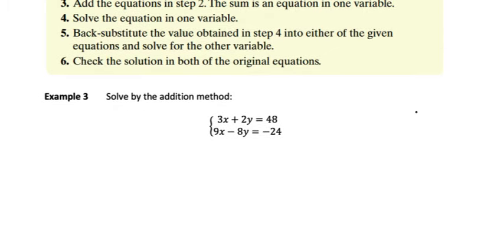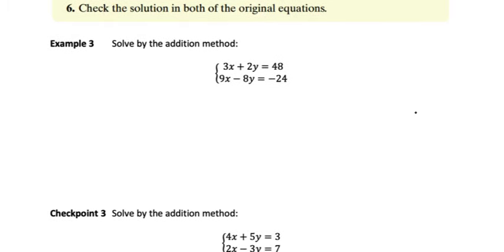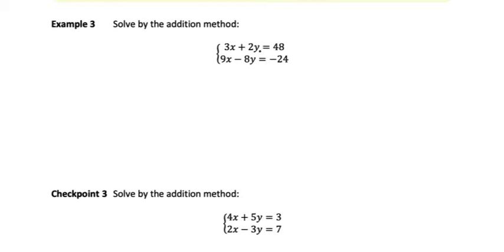So we're going to look at example 3 from the textbook. It says solve by the addition method. 3x plus 2y equals 48. 9x minus 8y equals negative 24.